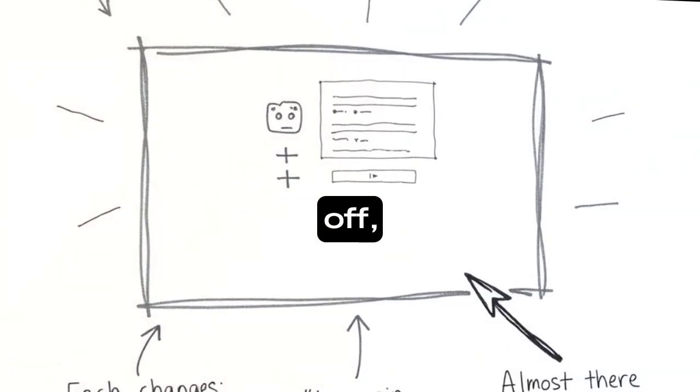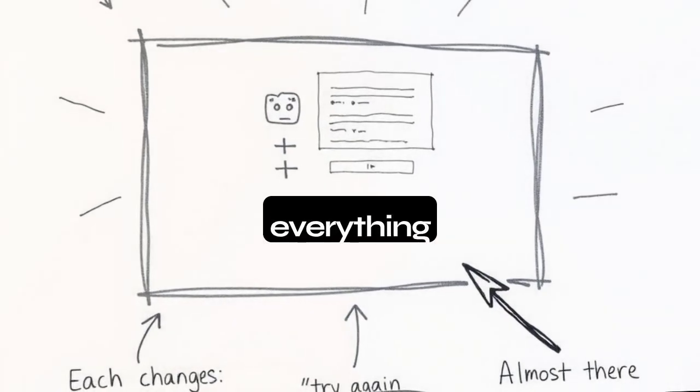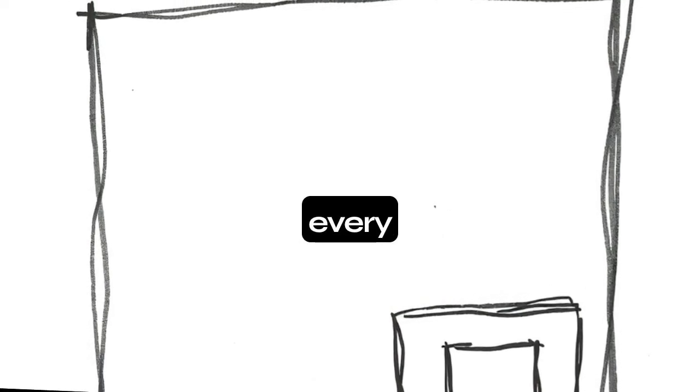If it still looks off, reopen your camera settings and tweak the flip or rotation one more time until everything looks natural. Step 3. Once your preview looks right, you're done. Close settings and enjoy a properly oriented camera on every Discord call.